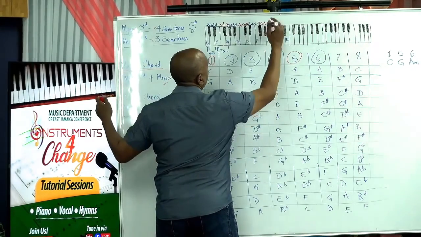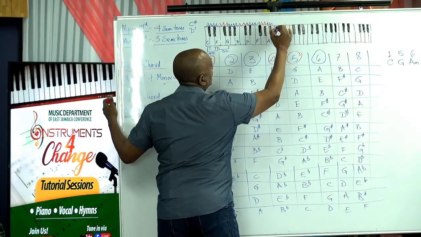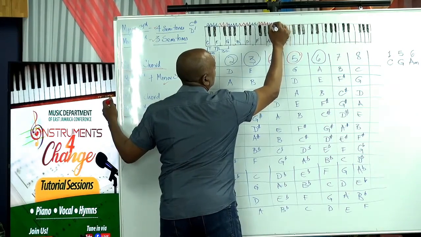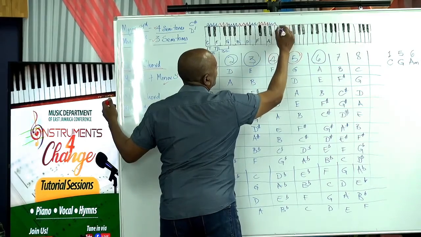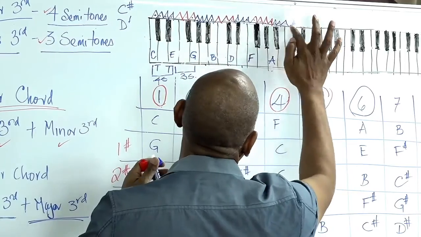A to A sharp, 1 semitone. A sharp to B, another semitone. B to C, another semitone. 1, 2, 3, a minor third. C to C sharp, 1. Let's use a different color.